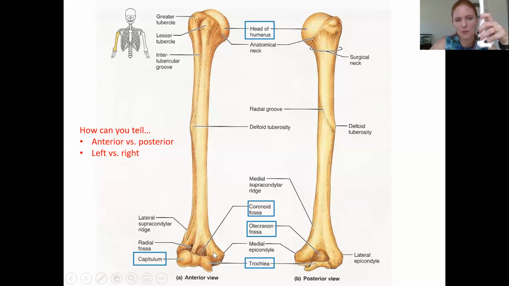Sorry, I'm looking for a picture. Here is the medial epicondyle, and the medial epicondyle is bigger than the lateral epicondyle. That's one thing you can look at. Here's the capitulum, the trochlea, and the rough bump here, that's the medial epicondyle. You can see it in this picture, there's the medial epicondyle. And then on the other side, that would be the lateral epicondyle.